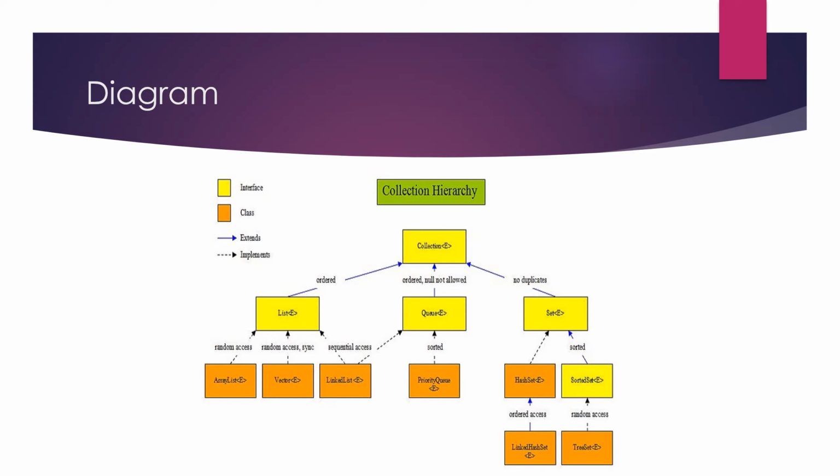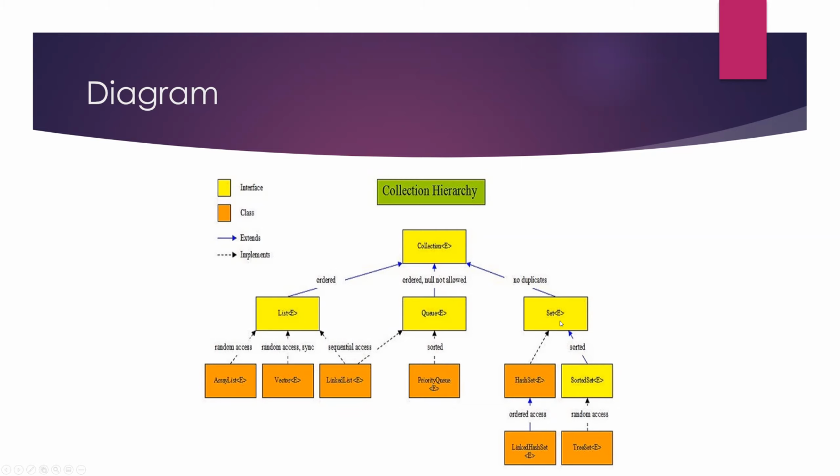In the yellow, we have interfaces. The collection consists of list, queue, and set. The interface of a list implements arrays, vectors, and linked lists, which extends to the collection. We have queues, which are sorted. Null not allowed means they have to have data.